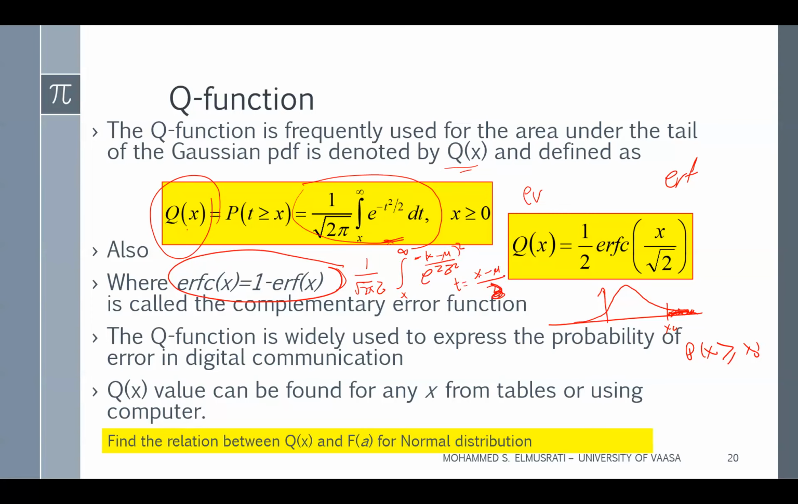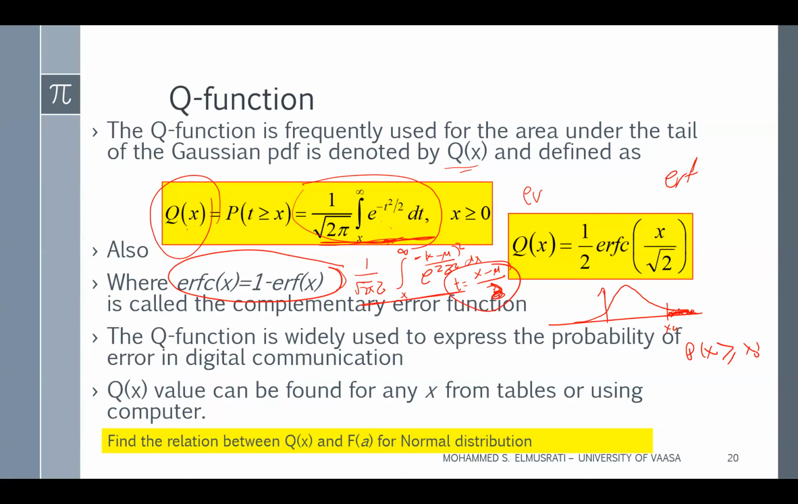If you take t equal to x minus mu divided by sigma, those two equations are the same, because when you take the integration, dt will be dx divided by sigma. So dx divided by sigma becomes dt, and then we have exactly the same form. This is the general form, and this is for our problem. So what we need is to convert any shape to the standard form, and the conversion is done by taking t or z or whatever equal to x minus mu divided by sigma.